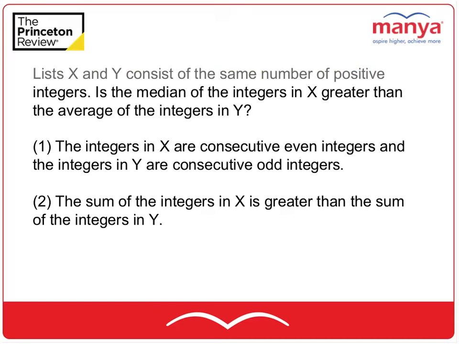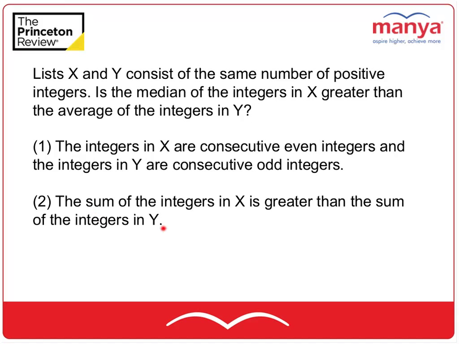It is again a data sufficiency question. List x and y consist of the same number of positive integers. Is the median of the integers in x greater than the average of the integers in y? So the question is asking, is the median of the integers in x greater than the average of the integers in y? And the statements supporting are, the integers in x are consecutive even integers, and the integers in y are consecutive odd integers. So the statement only tells what are going to be the elements in x and y. And the second statement says the sum of the integers in x is greater than the sum of the integers in y.